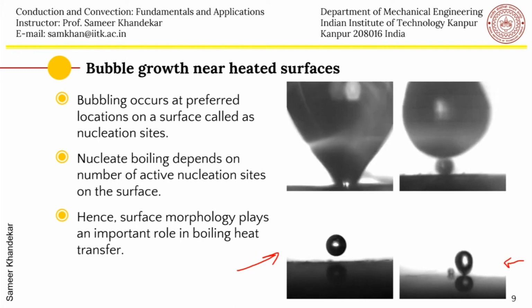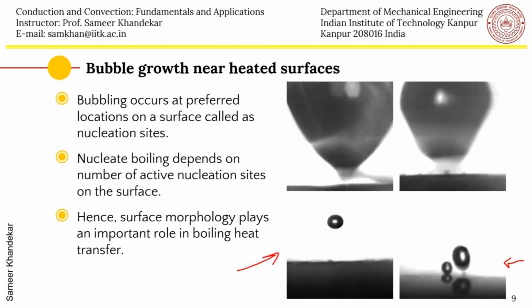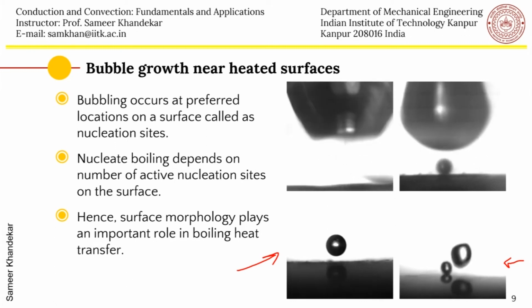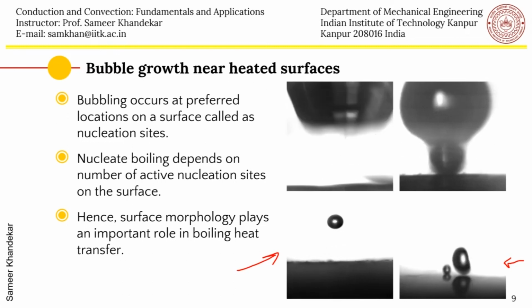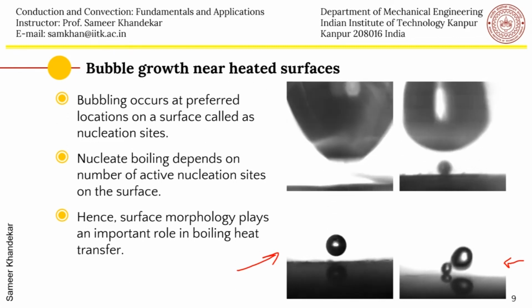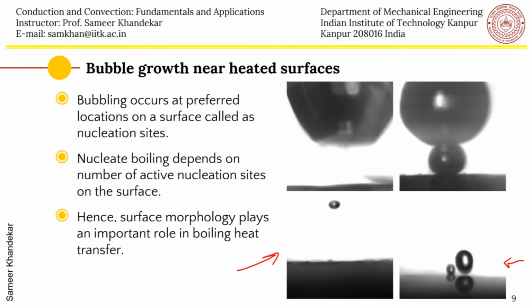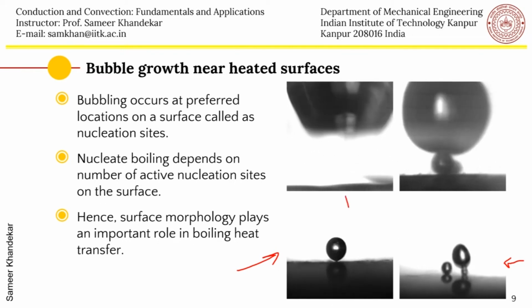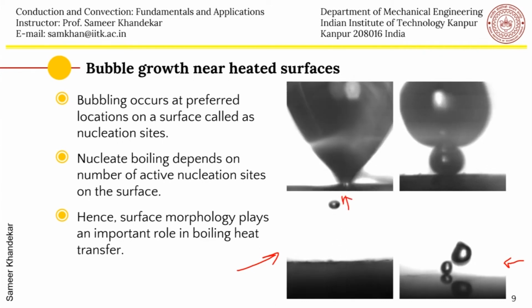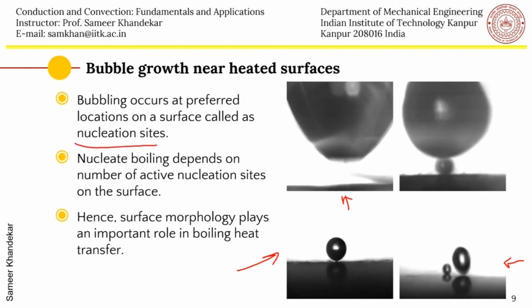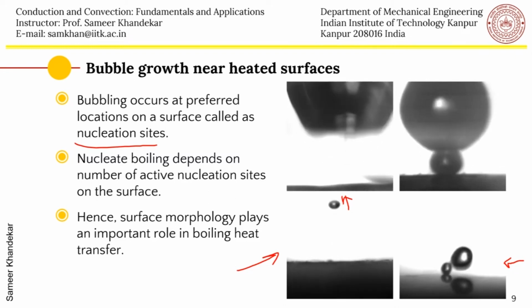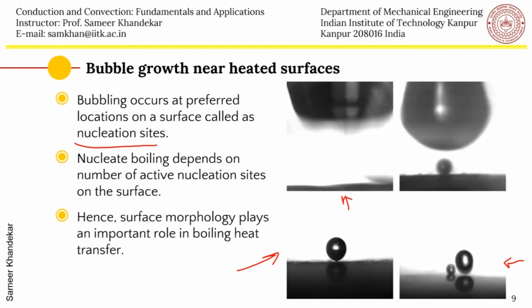So you can appreciate how a bubble gets formed on a nucleating cavity, and then slowly becomes bigger and then rises. These particular sites, where these bubbles are getting formed, are called nucleation sites, or specific nucleation sites. So nucleate boiling depends on the number of active nucleation sites on the surface. The idea is how many nucleation sites are active, which means they are in a position to create a bubble and sustain its growth.